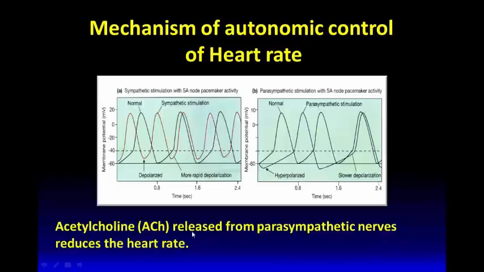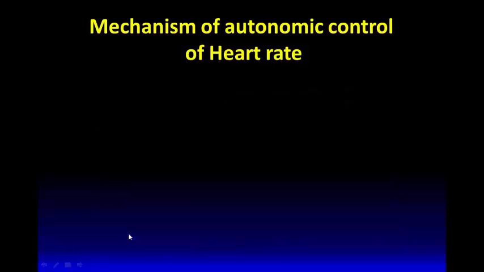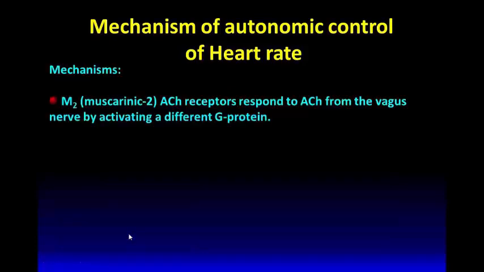So acetylcholine released from the parasympathetic nerve terminals binds to the muscarinic M2 receptors in the sinoatrial nodal cells, and this slows down the heart. The mechanism: the acetylcholine binds to the muscarinic M2 receptors and activates a different G protein, which is inhibitory, which is different to the excitatory G protein which is stimulated by the catecholamines.